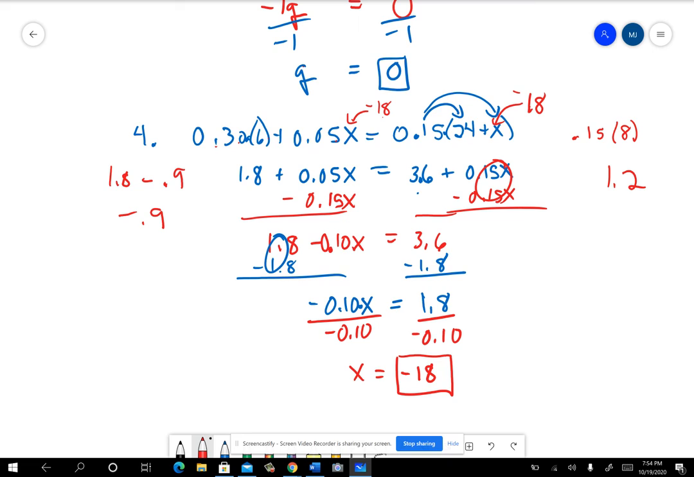Okay, so let me just double check. Sure don't want to mess up. Okay. All right, and then over here, 24 minus 18. Oh, that's where I messed up. 24 and a negative 18 isn't 8, it's 6. And when I do 6 times 0.15, I do get the 0.9 that I'm expecting.